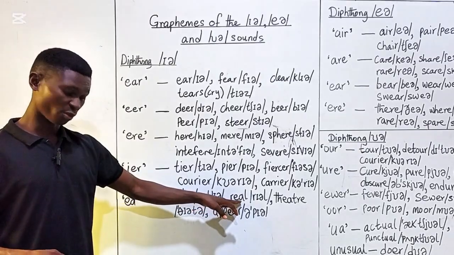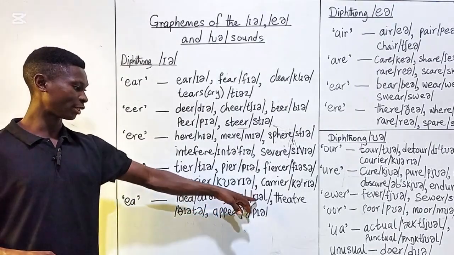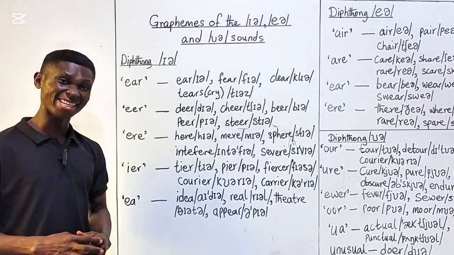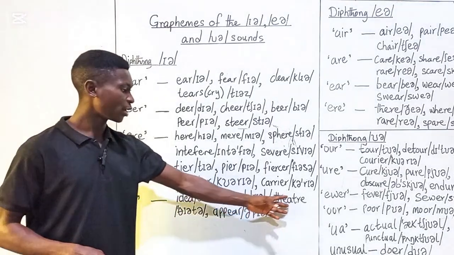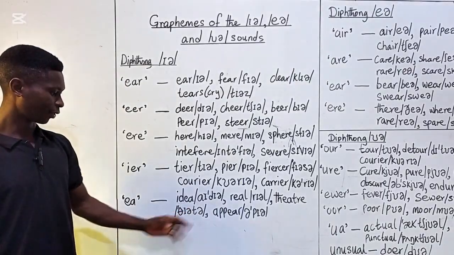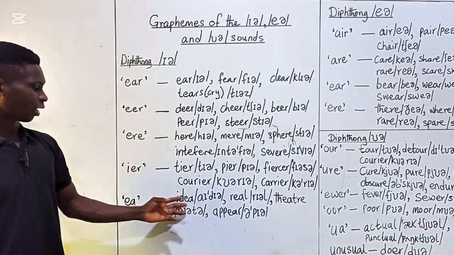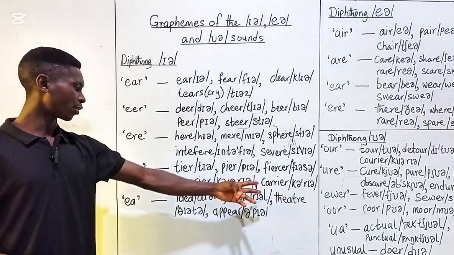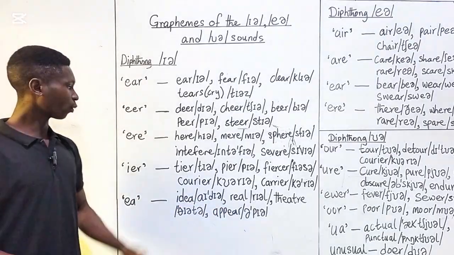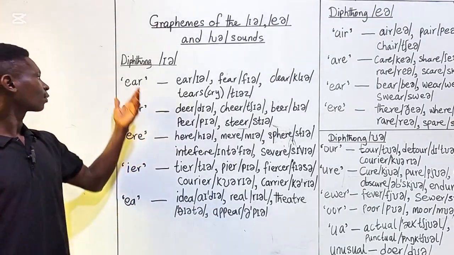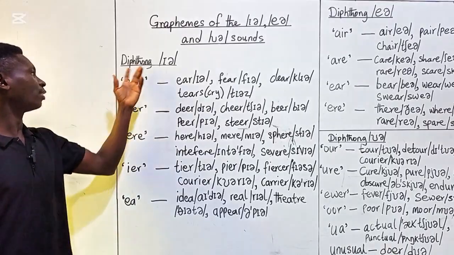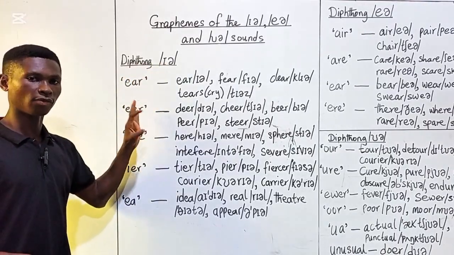But for real, we have the ear sound and not E. We have theater, then appear, idea, real, theater, and appear. So these are the spellings of the diphthong ear. So take note of that.